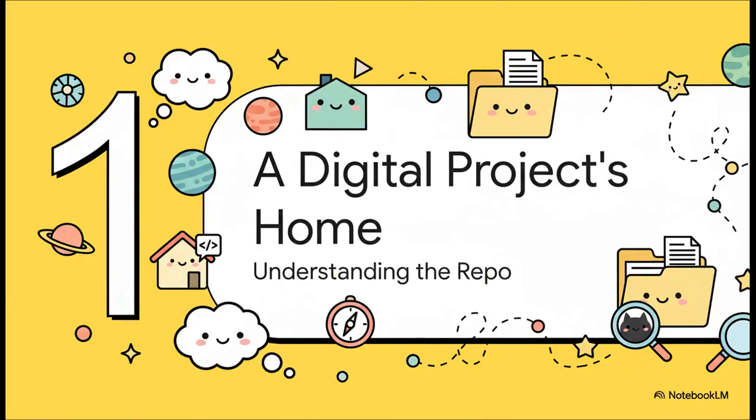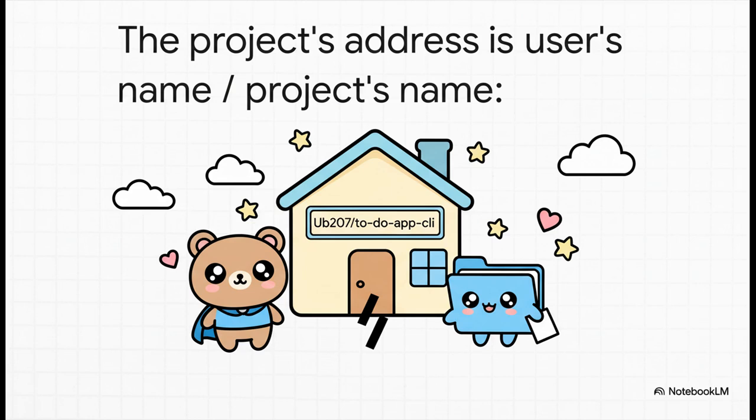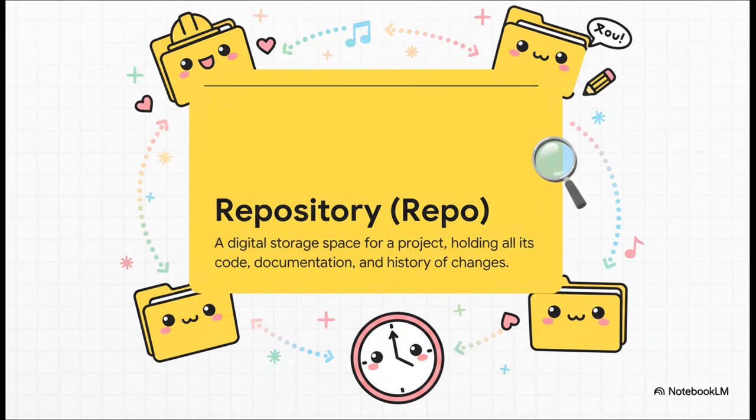Before we get into all the nitty-gritty code and collaboration tools, we need to understand what this space, the repository, actually is. Every single project on GitHub has its own unique address, kind of like a web address. You can see it right there at the top. This project, to-do-app-CLI, belongs to a user named UB207. It's always in that username/project name format. Simple as that. And that brings us to the main idea here.